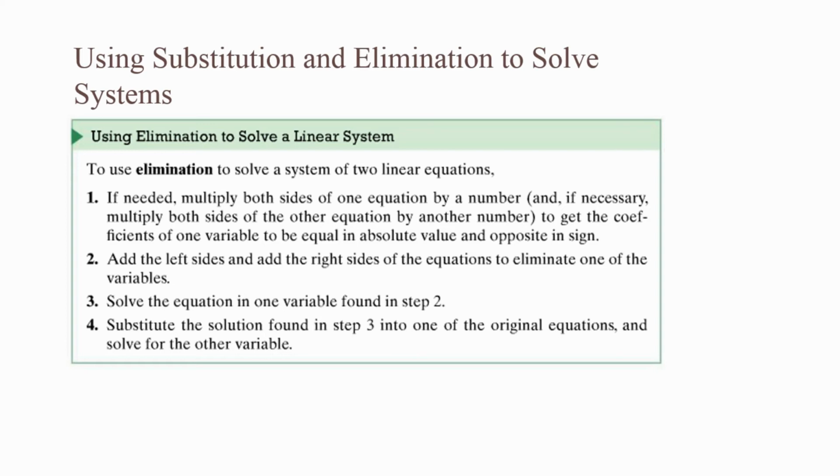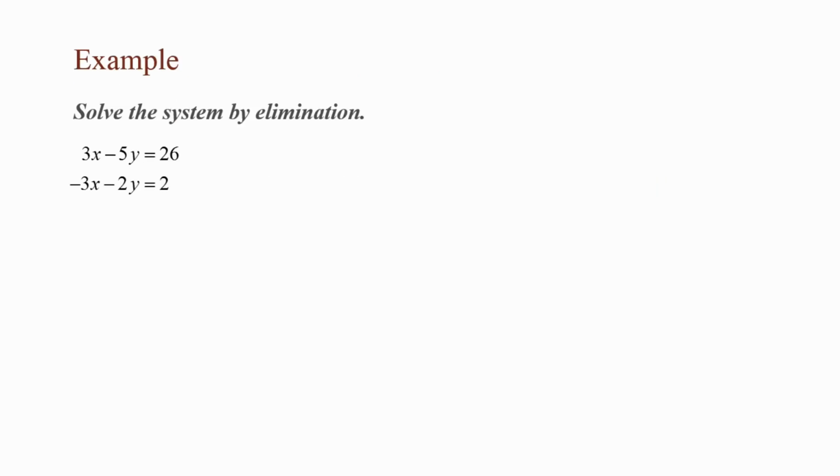2. Add the left sides and add the right sides of the equations to eliminate one of the variables. 3. Solve the equation in one variable found in step 2. 4. Substitute the solution found in step 3 into one of the original equations and solve for the other variable.